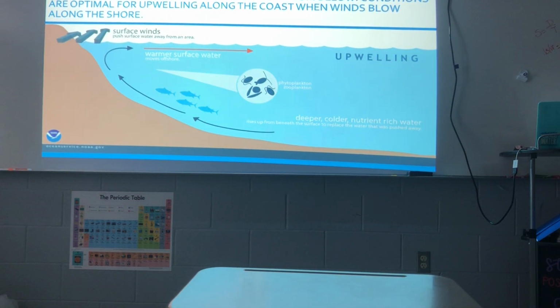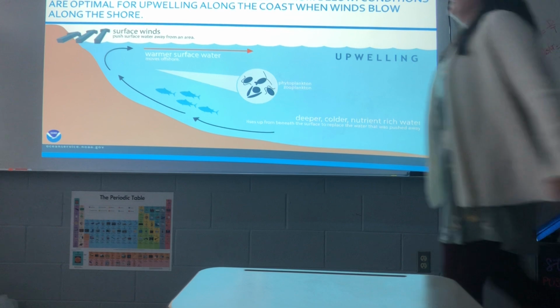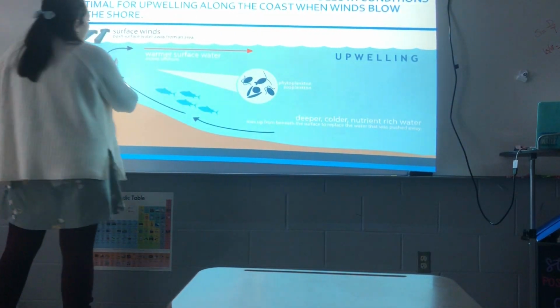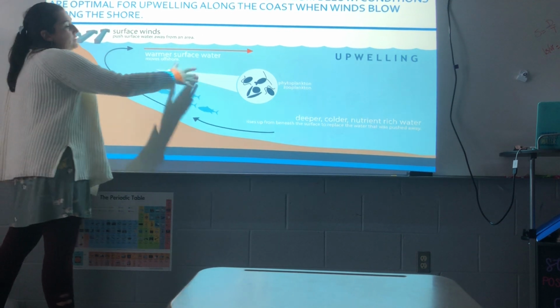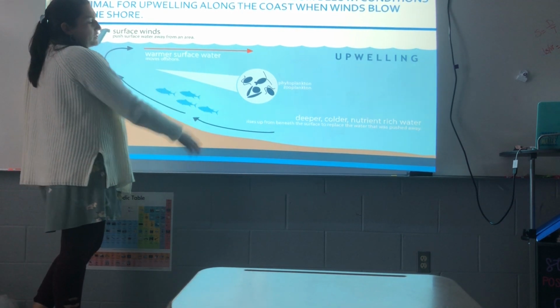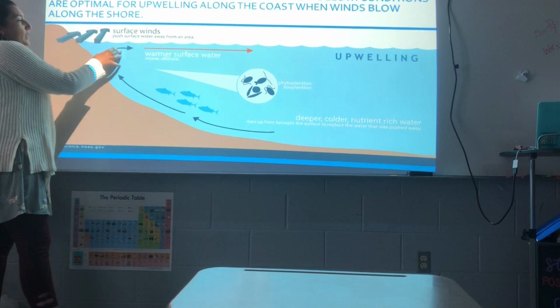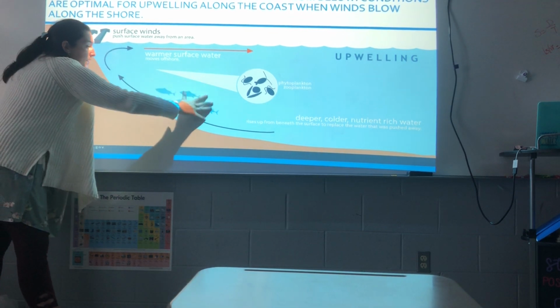This is a picture. It kind of helps a little bit. So here's the warmer surface water. It's moving. This cold water is coming up, replacing it. It's filled with phytoplankton, zooplankton, fish. And it's coming up, it's replacing this water up here, so it's pulling all of these nutrients and life up to the surface.